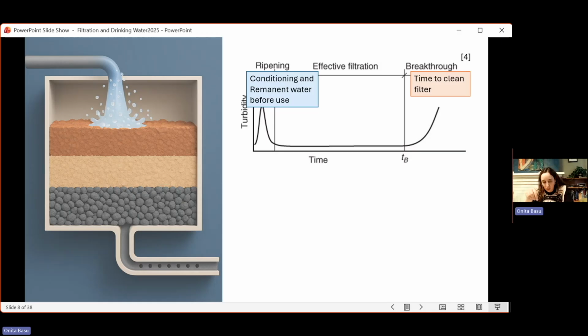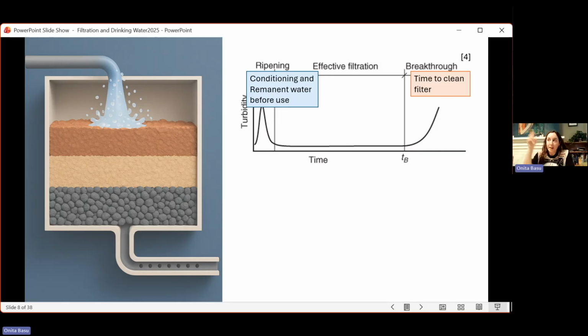But also filters work better when they actually have a little bit of particulates on them. As soon as we have a little bit of particulates on them, those particulates start sticking to the media, and they start allowing us to pull more particulates out. And so that's what this little bump represents. And then we get to breakthrough. And that's a theoretical one.